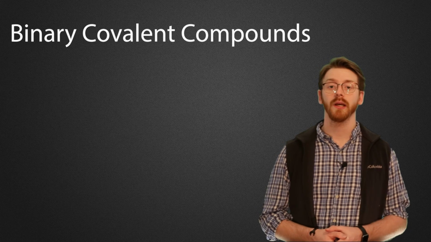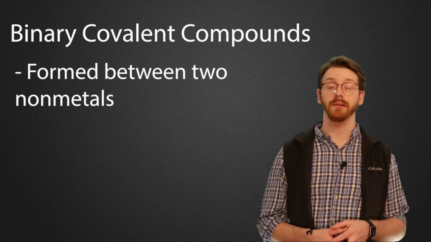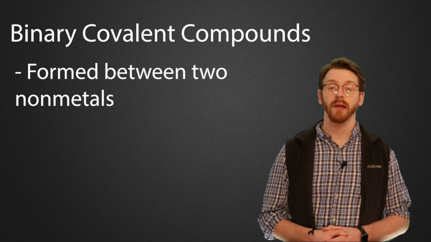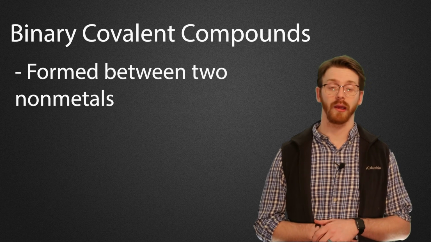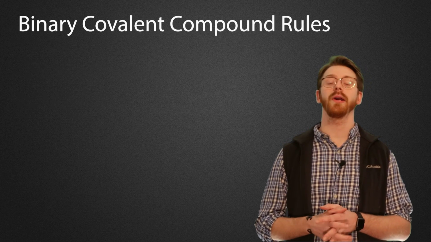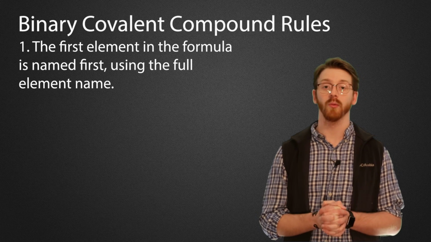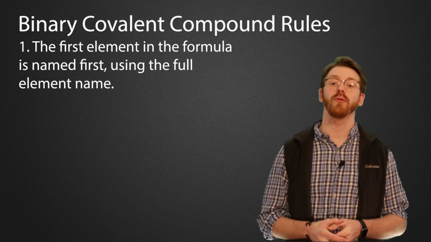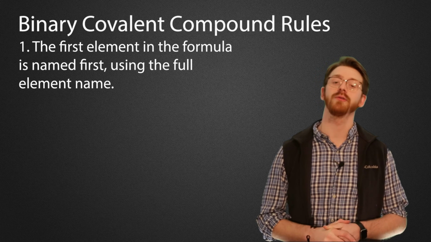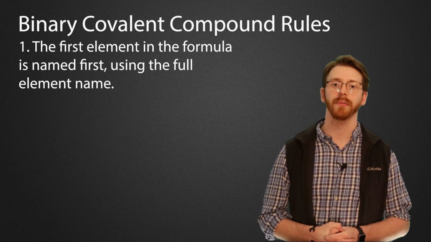Now let's talk about binary covalent compounds. These compounds are formed between two nonmetals. They can be slightly more complicated. Our rules for naming binary covalent compounds are: 1. The first element in the formula is named first, using the full element name.